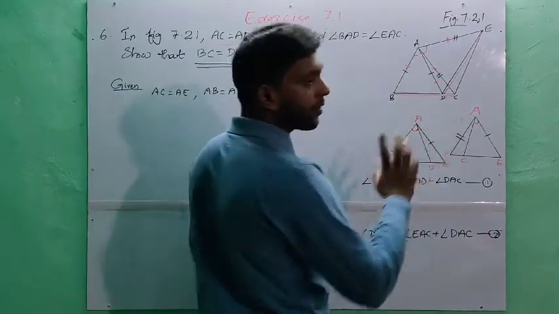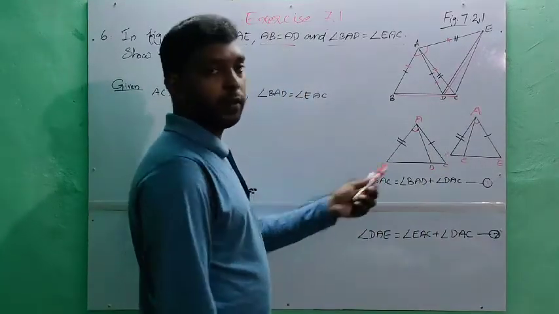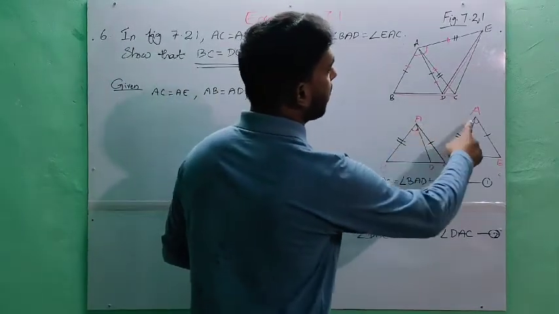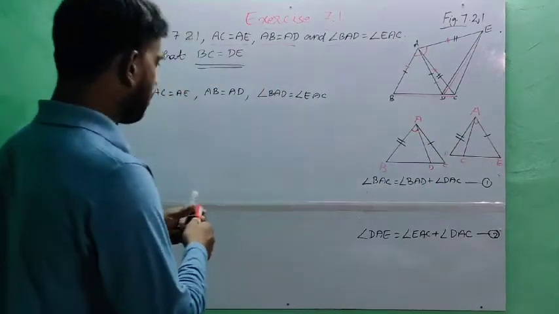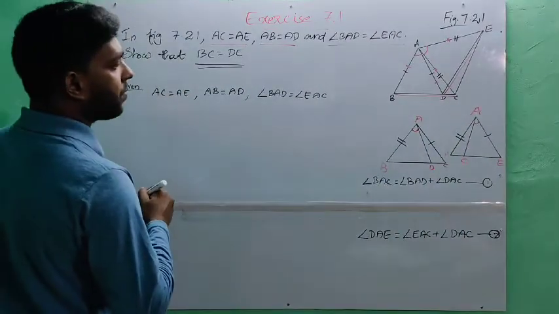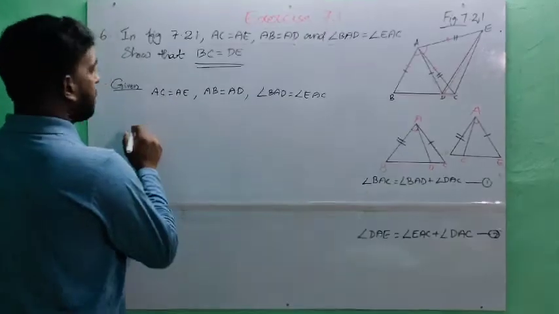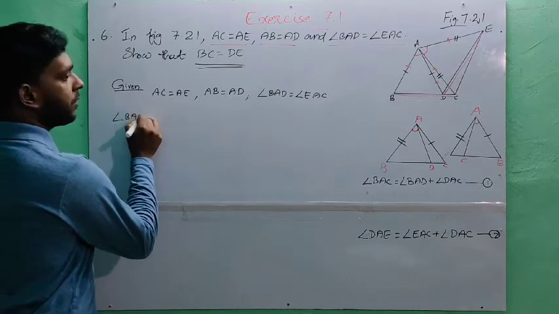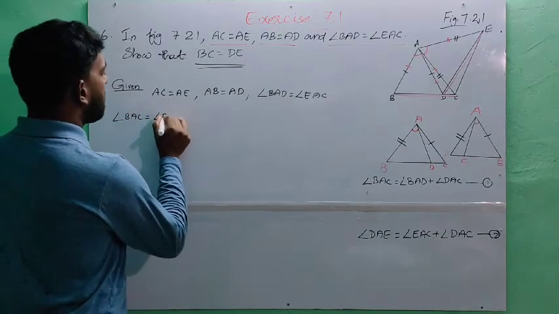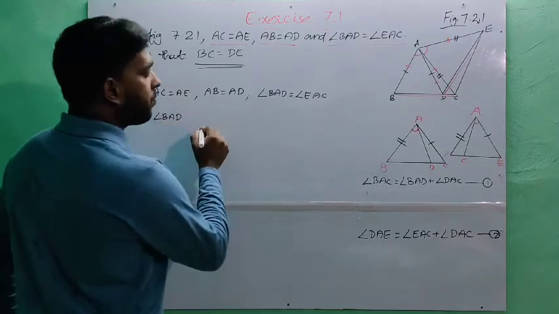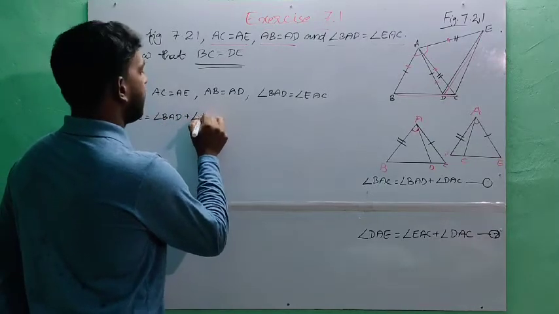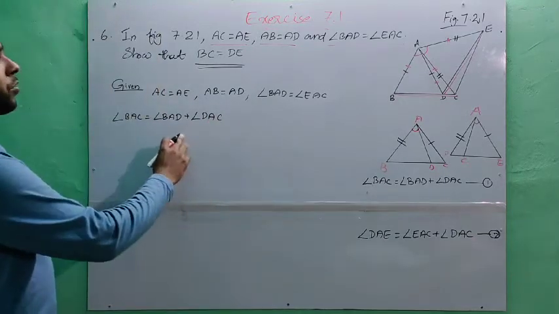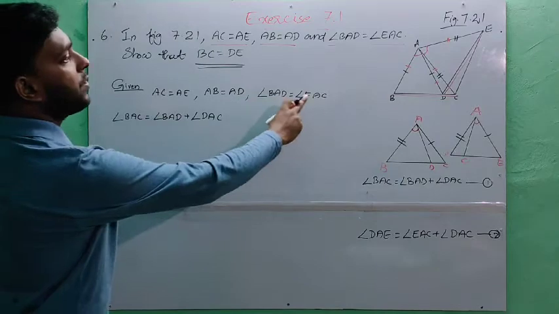Two corresponding sides are in fact already equal here. So let's try to prove that this complete angle is equal. For that, what should we do? Let's write here equation 1: angle BAC is equal to angle BAD plus angle DAC. So here in the question it's already given BAD is equal to EAC.